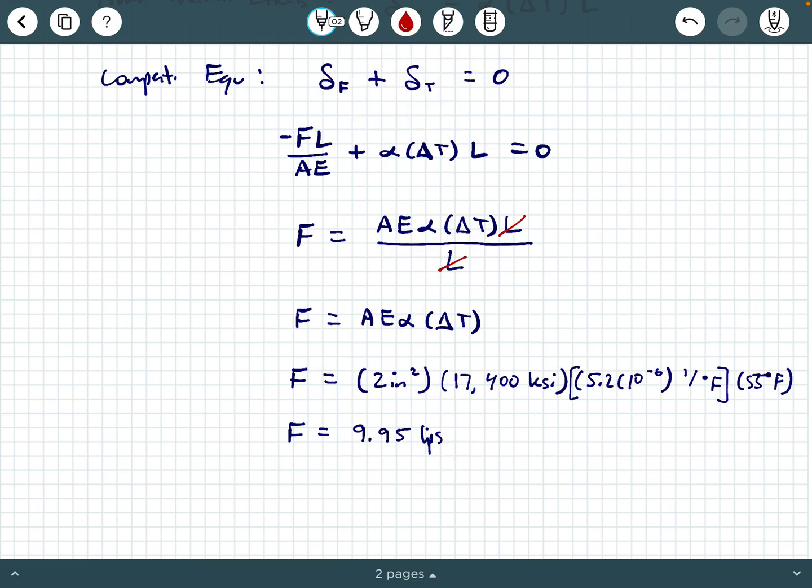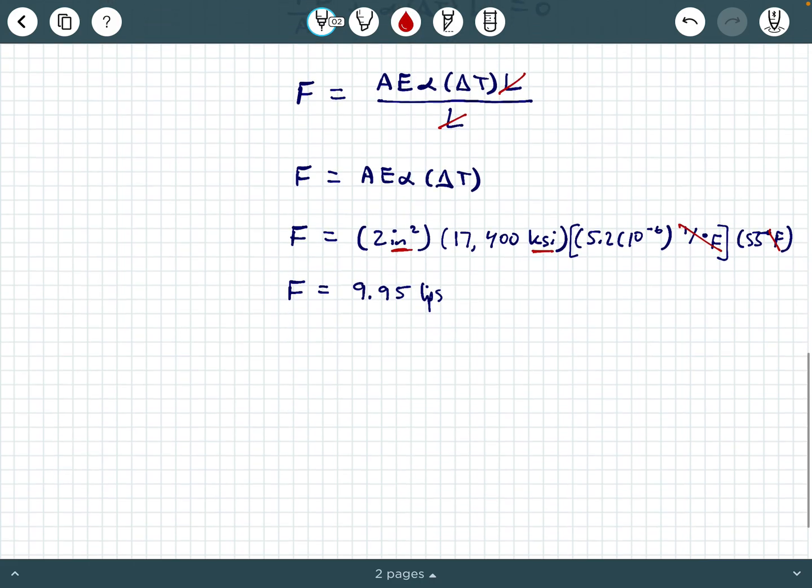And again, you want to track your units here. You should be able to see that the 1 over degrees Fahrenheit cancels with the degrees Fahrenheit, and that your square inches cancel with the per square inches built into KSI, just leaving you with units of kips, which makes sense because this is a force. So finally, our final answer is going to be stress equals force divided by area. So we're going to say 9.95 kips divided by the cross-section area of that rod, which was 2 inches by 1 inch, which of course is 2 square inches, and that gives us about 4.98 KSI as the stress due to thermal effects.